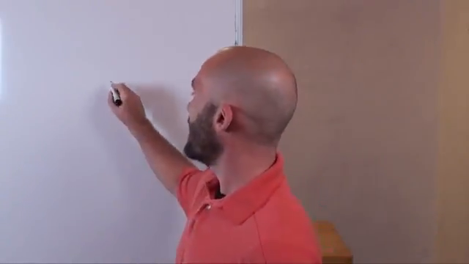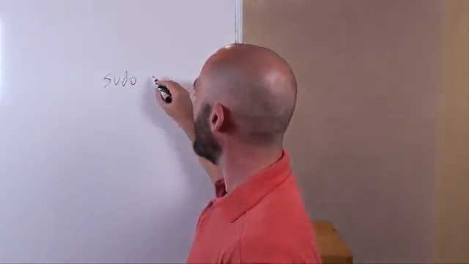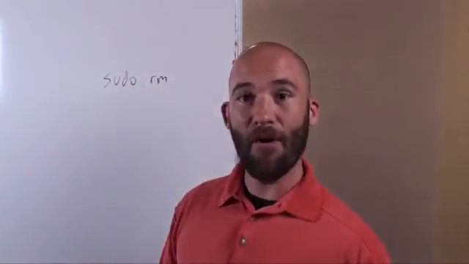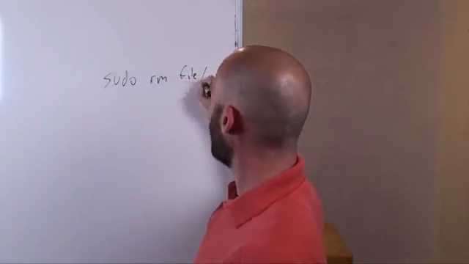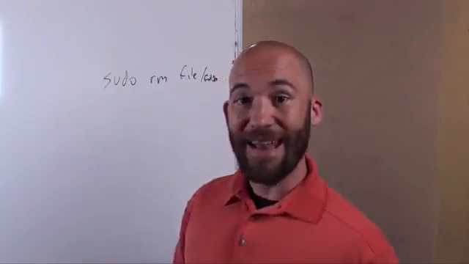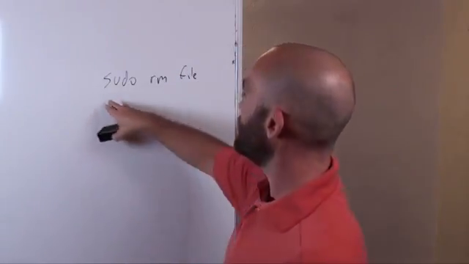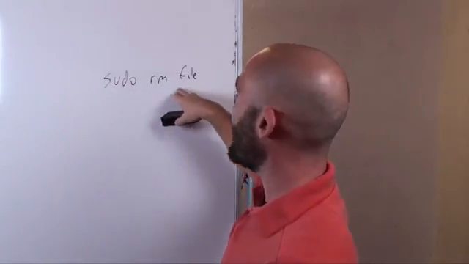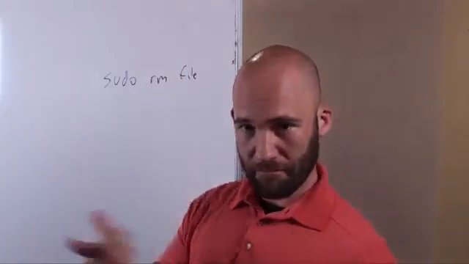So I'm going to show you using the same command to delete both files and folders. Again, you do sudo space, and then you do rm for remove, and then you put the file or folder name. Now, if you're doing a file, all you do is sudo space rm space file, and that will delete the file. The file will be gone.